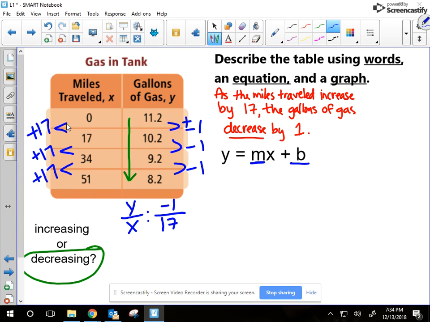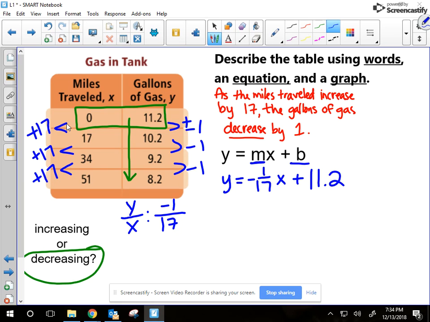Previously, we just divided that to get a nice slope. This time, it's a fraction. We're just going to leave it as a fraction. So then, when we write that in our equation, we have y is equal to negative 1/17 x plus that b value. Again, we're already given y when x is 0, so we don't have to find it. That b value is 11 2/10 because we already know how many gallons of gas there were when 0 miles were traveled. That's our starting spot.